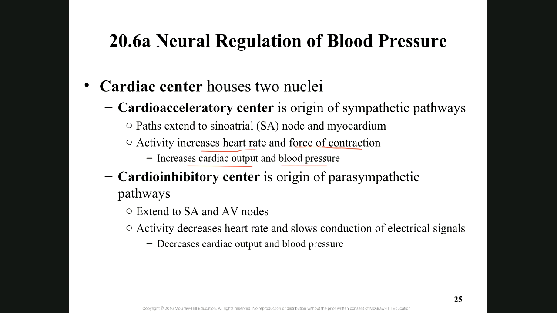The cardioinhibitory center is the origin of parasympathetic pathway. It extends to SA node and AV node, and the activity of this part can decrease our heart rate and slow conduction of electrical signals. But it doesn't work on the force of contraction of our heart. It can decrease our cardiac output and our blood pressure.